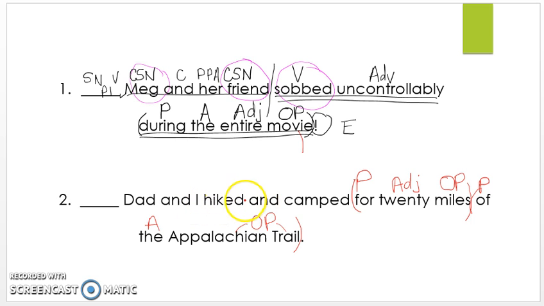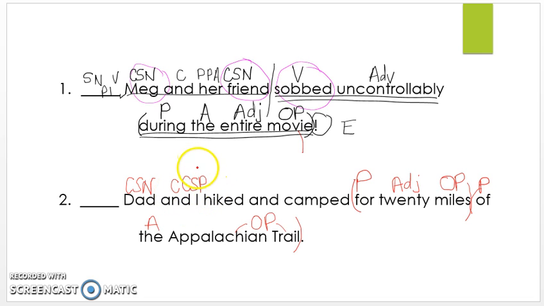Dad and I hiked and camped. Who hiked and camped? Dad, subject noun, and I, subject pronoun, and is a conjunction. Now when you have a conjunction, you have compound parts. So you have to come back and put your compounds in front of those. So we've got compound subject noun, conjunction, compound subject pronoun.